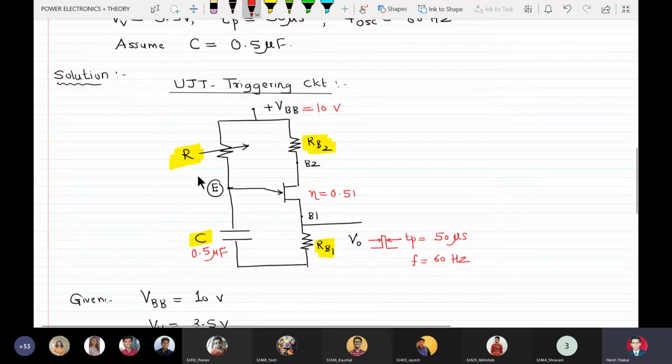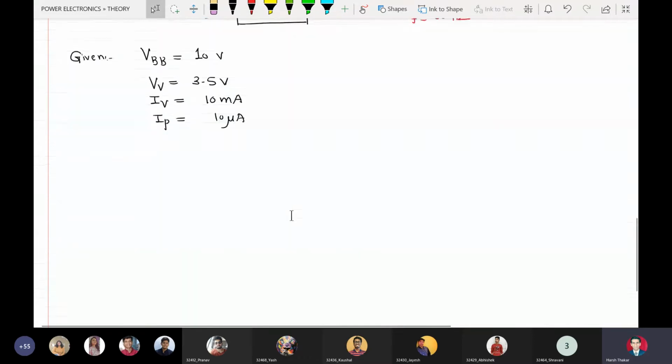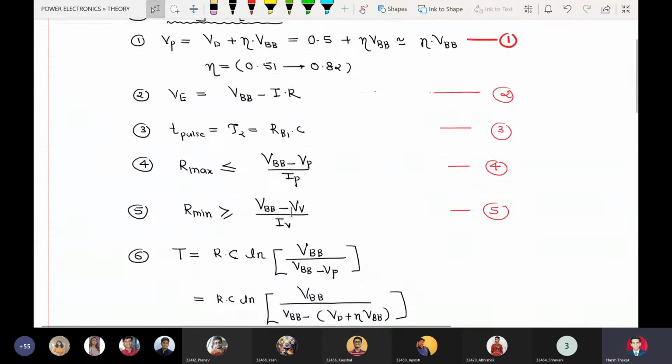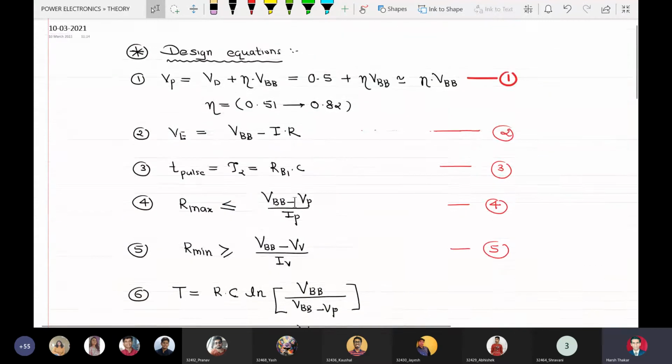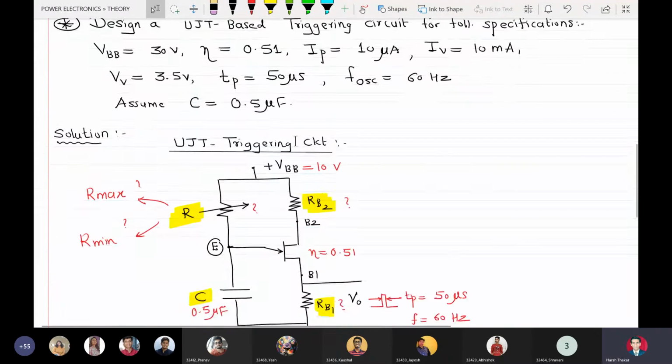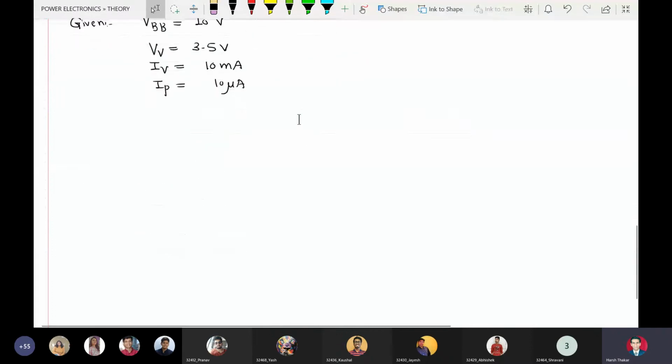Okay, so the unknowns are R, RB2 and RB1. At the same time, the maximum allowable value of R and minimum expected value of R are also unknown. These are the unknowns here. Fine. So we can find out RB2 from equation number 7 here.